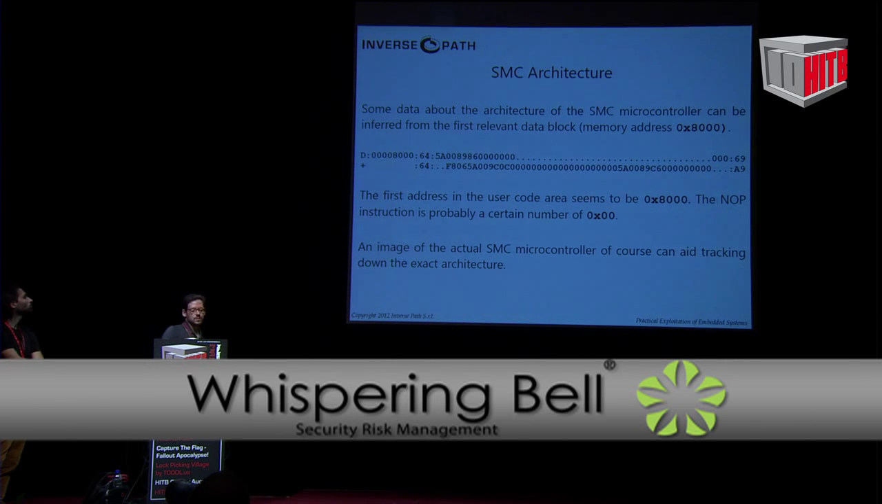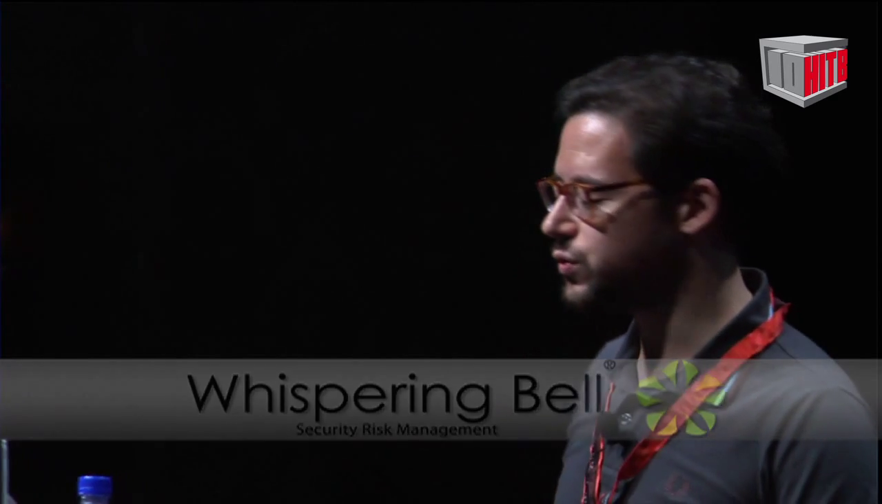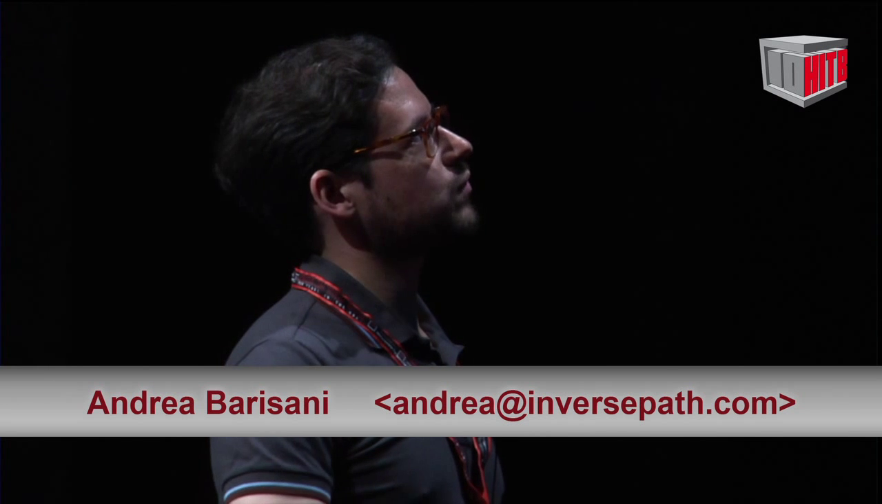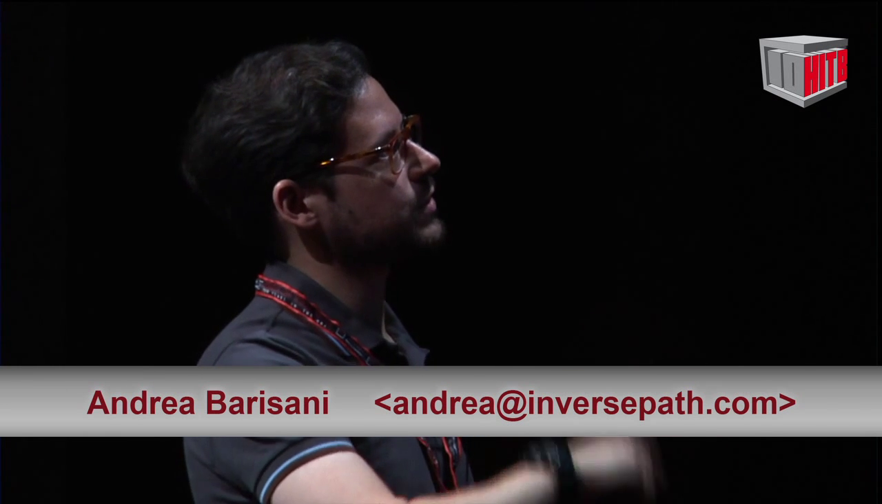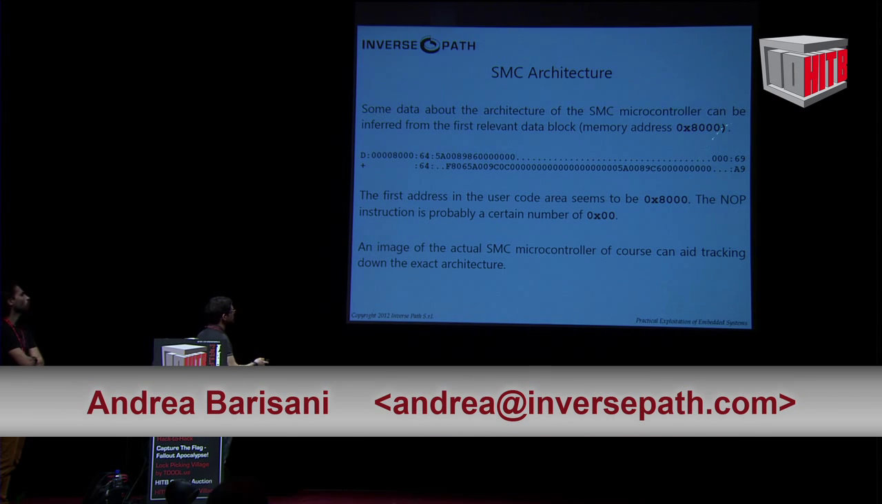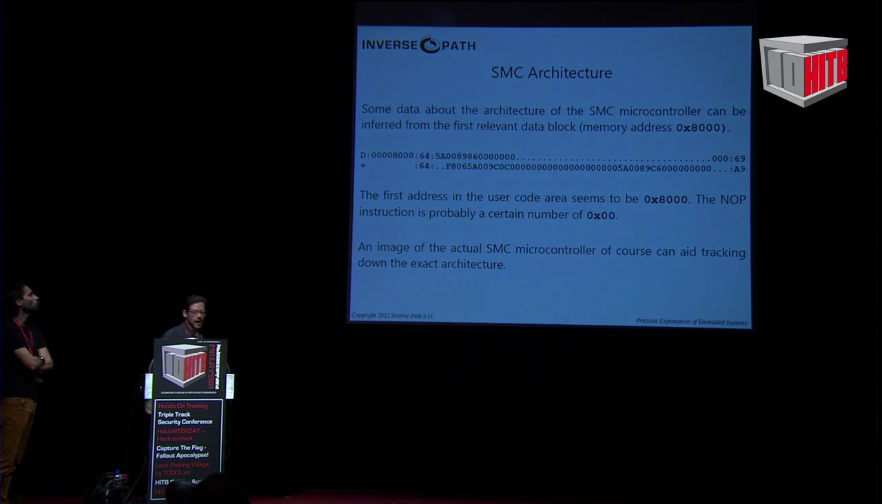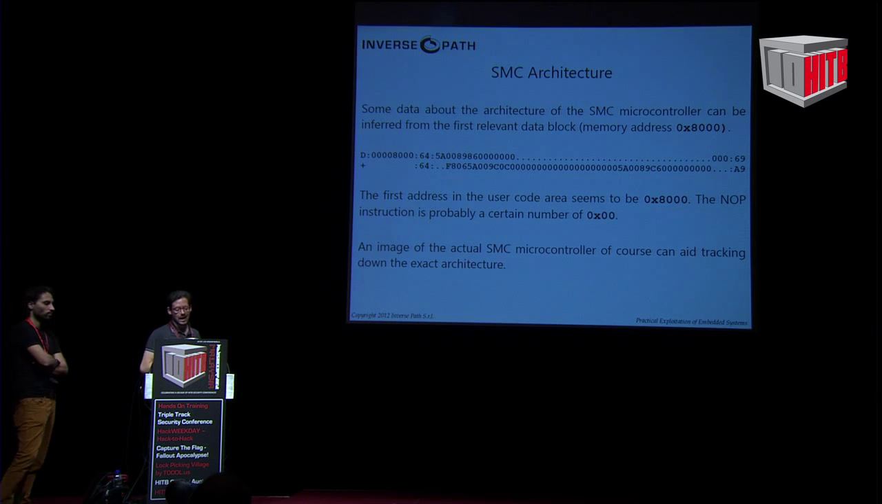So that was the first step. The second step, we need to understand the architecture. One of the things that you might try to deduce is that the first relevant data block begins, because before this it's not useful data, at offset 0x8000. We could speculate that 0,0 here, if this is an assembly representation, is probably a NOP. So the NOP code can be 0,0 or 0,0,0,0, depending on the alignment.